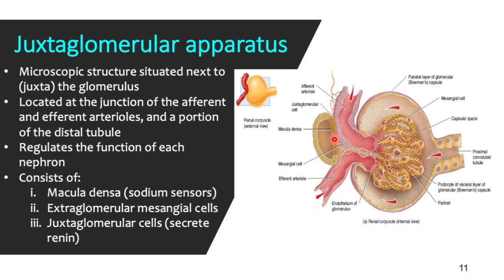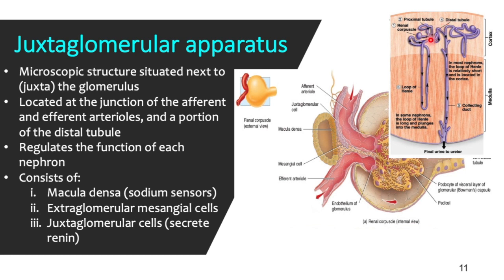So macula densa is actually the cells that line the distal tubule. This is distal tubule. Remember, the distal tubule is located here, the one that the loop of Henle empties into. So the macula densa is actually the cells that line the distal tubule. It connects the distal tubule to the glomerulus. So the importance of macula densa is it acts as sodium sensors, meaning that it is important in tubuloglomerular feedback.